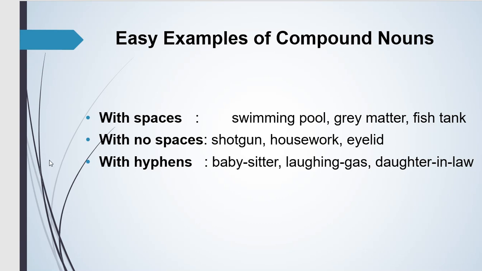We go to compound nouns with no spaces. It means that we do not separate the words. We put them together, like shotgun. Housework means something we need to do in our house, like washing or doing something at home. Eyelid.